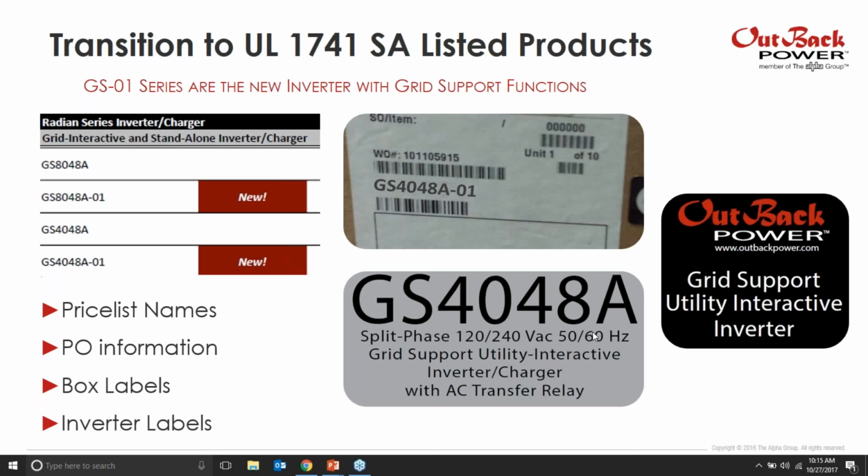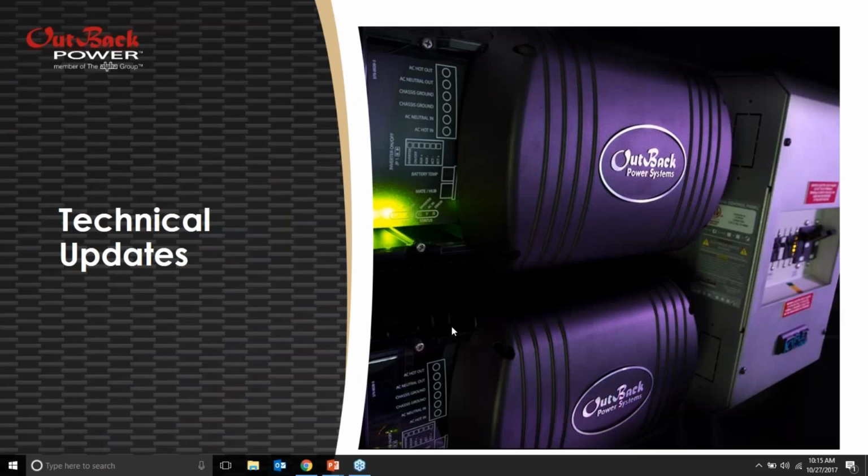However, to make this a little bit easier for you, we've also added an additional label that just plainly says Grid Support Utility Interactive Inverter. So you want to look out for this label as well if that's what you're looking for. And that's true for both our Radians and FXARS.